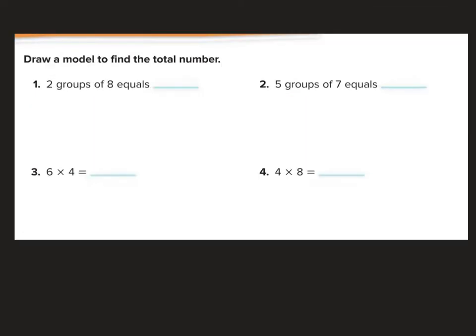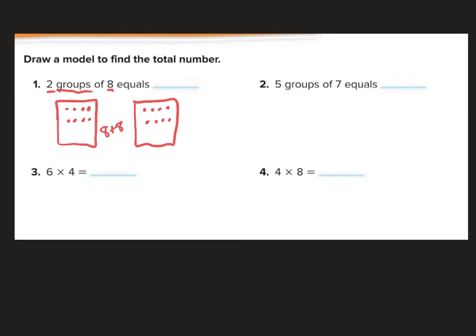Okay, so here it says we need to draw a model to find the total number. I have 2 groups of 8: 1, 2, 3, 4, 5, 6, 7, 8, and 1, 2, 3, 4, 5, 6, 7, 8. If I have 2 groups of 8, it's the same as I could use repeated addition, 8 plus 8, or 2 times 8, and they both give me an answer of 16.